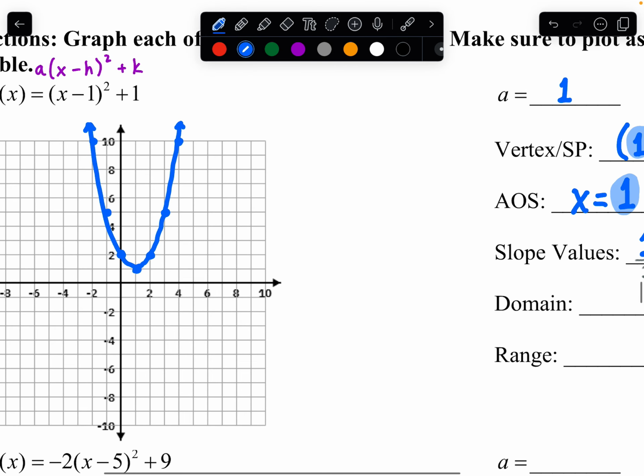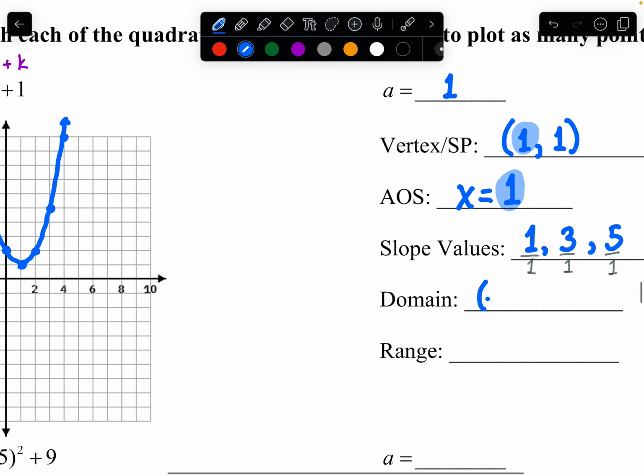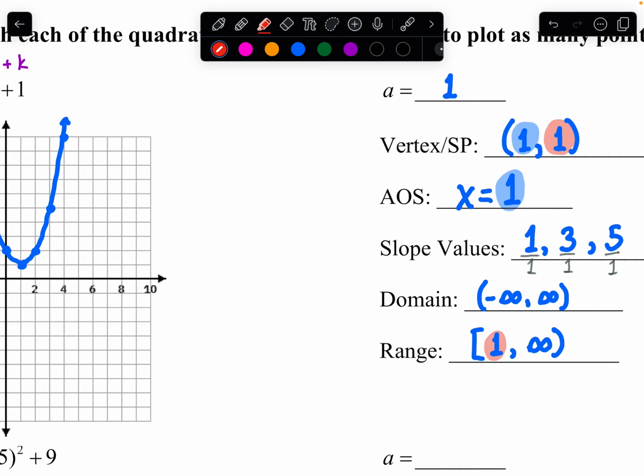And our domain of all these quadratics, if you look at the graph, it's opening to the left and to the right forever. So negative to positive infinity. It has a bottom at 1, and then it's going up forever. And the other thing we're going to tie here is the 1, the k value or the y coordinate of the vertex, is going to be your range.